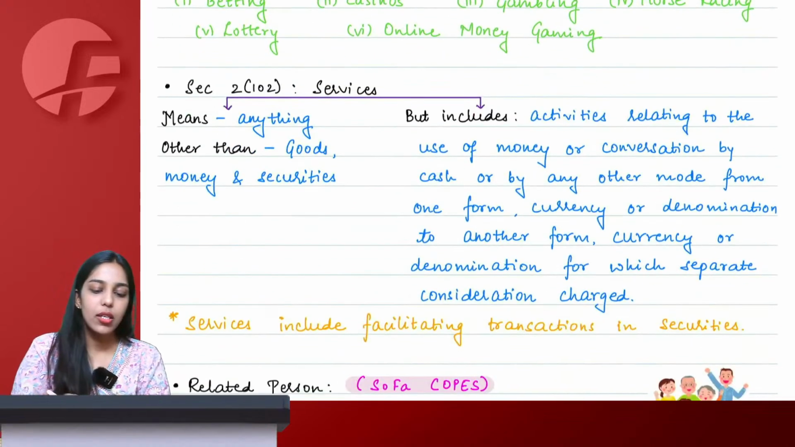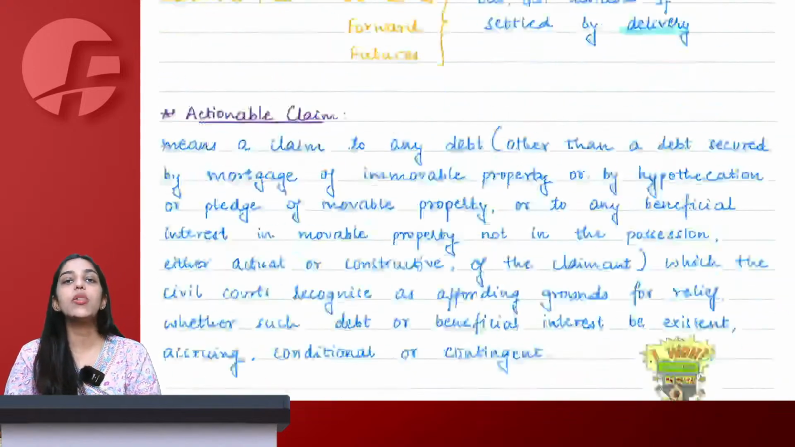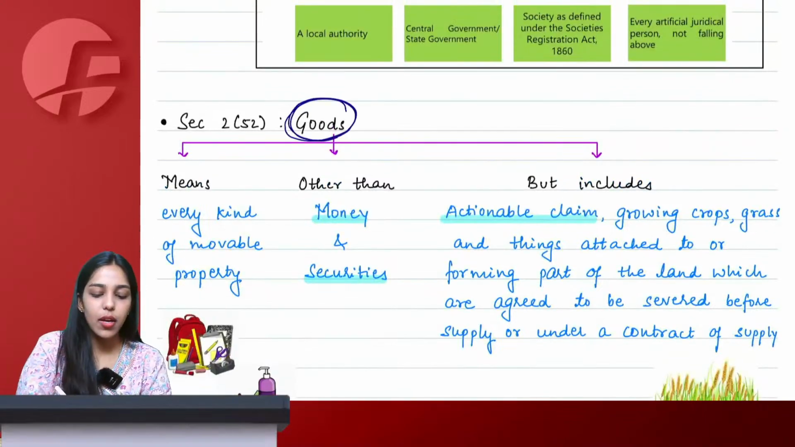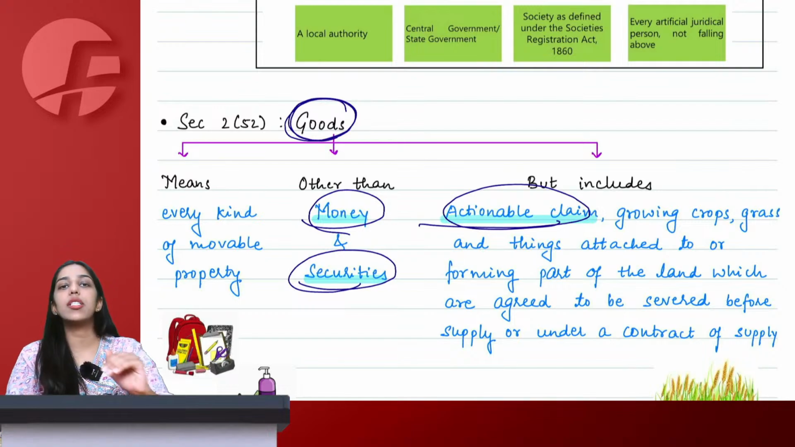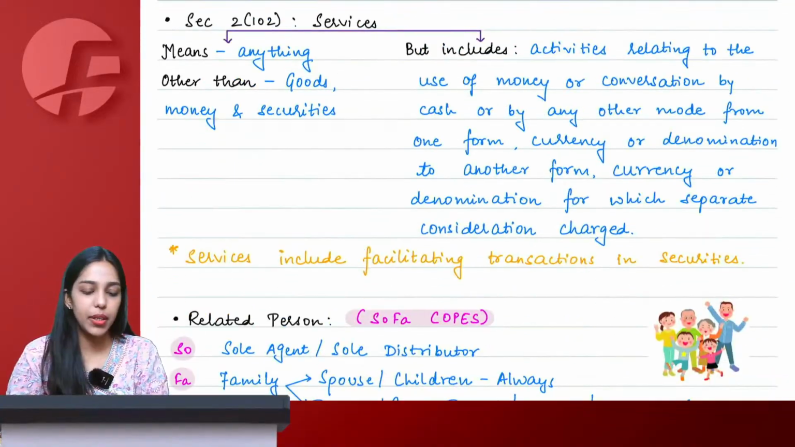Yes, ma'am. So here we finish off goods, and all the associated terms with the definition of goods. We saw what are goods. We saw money, security, actionable claim, specified actionable claim, everything that is goods or related to goods we have completed.